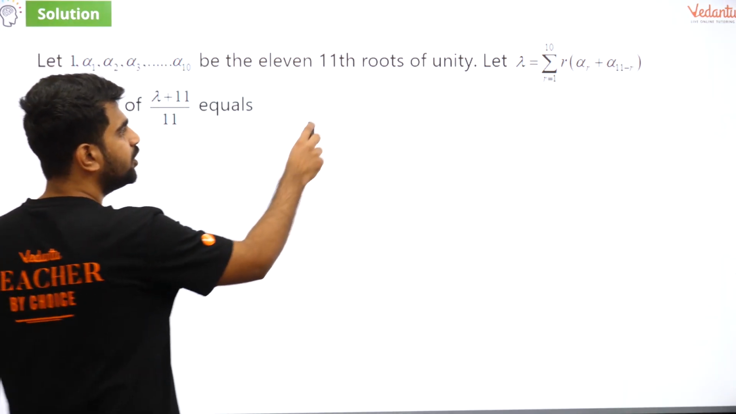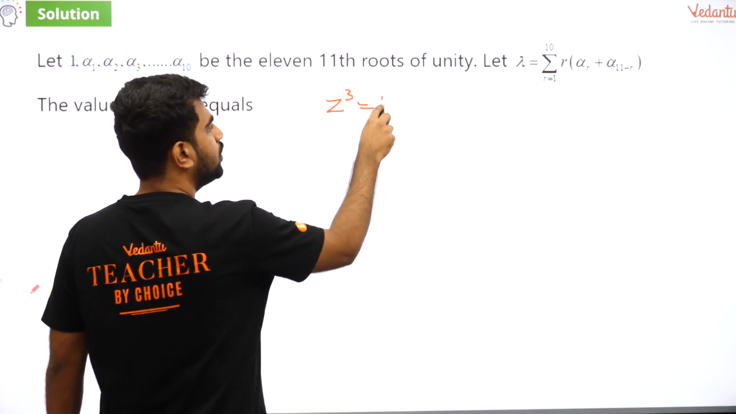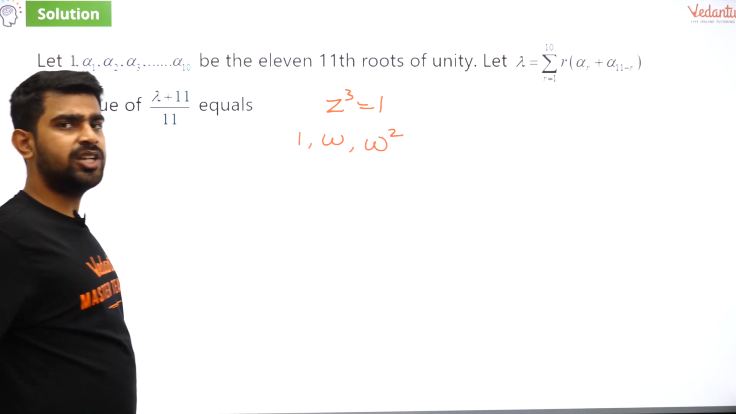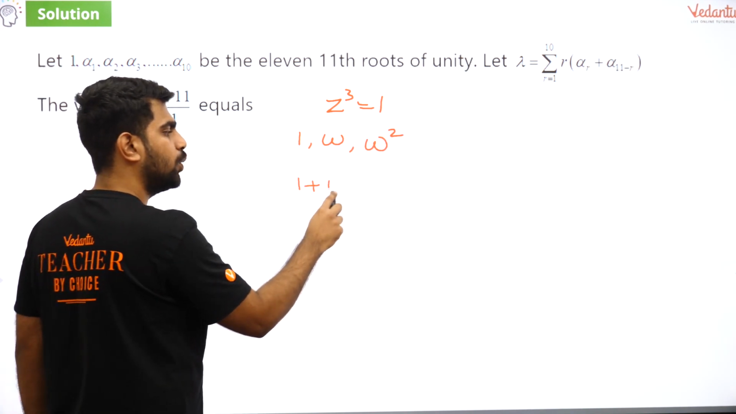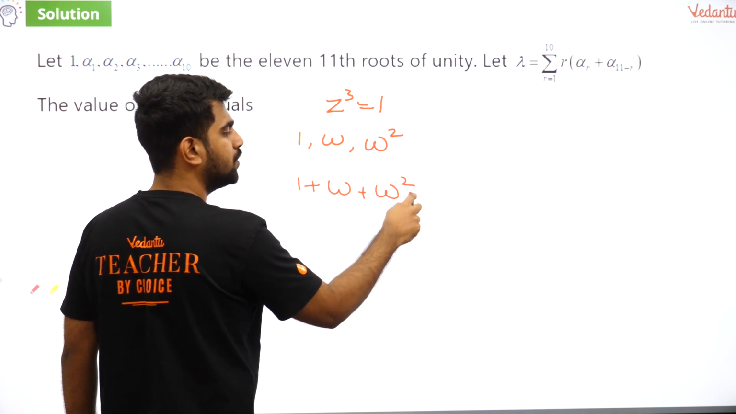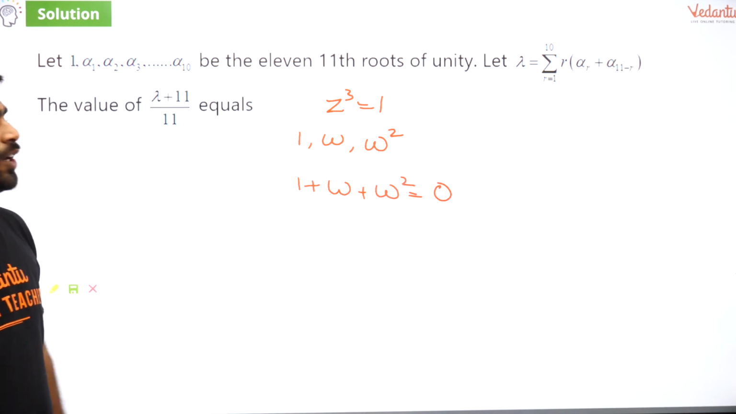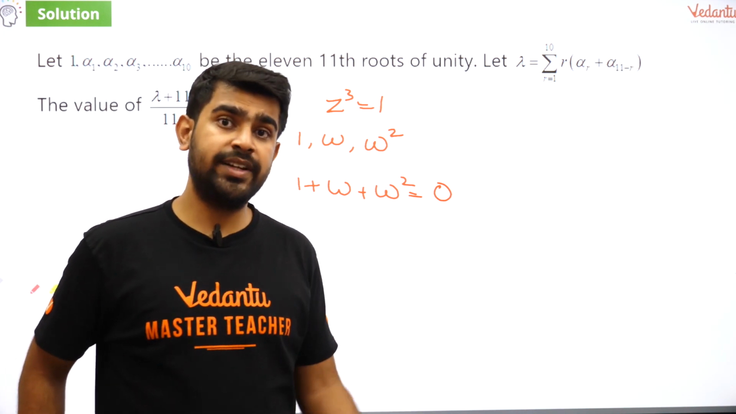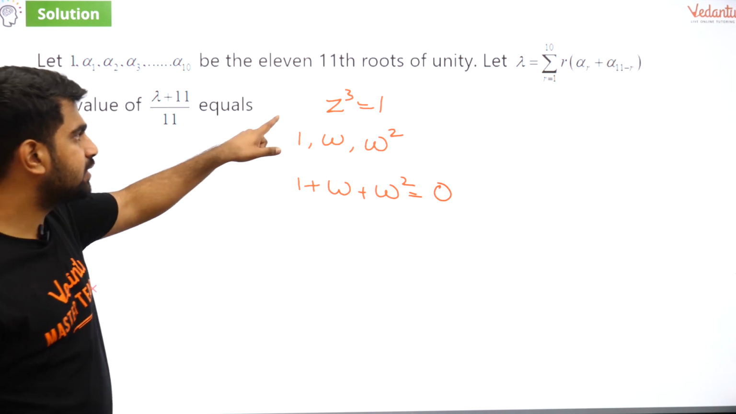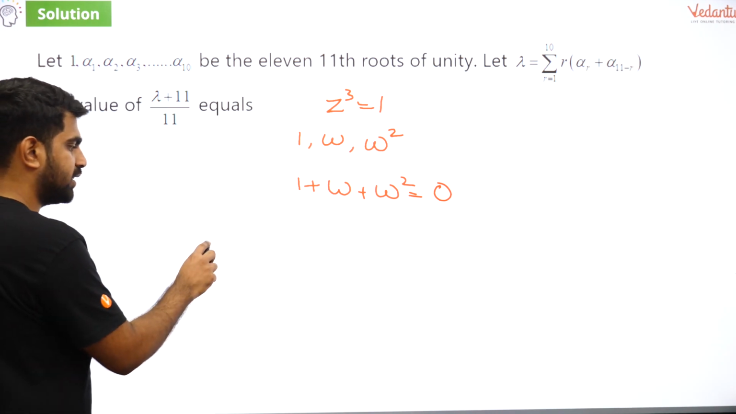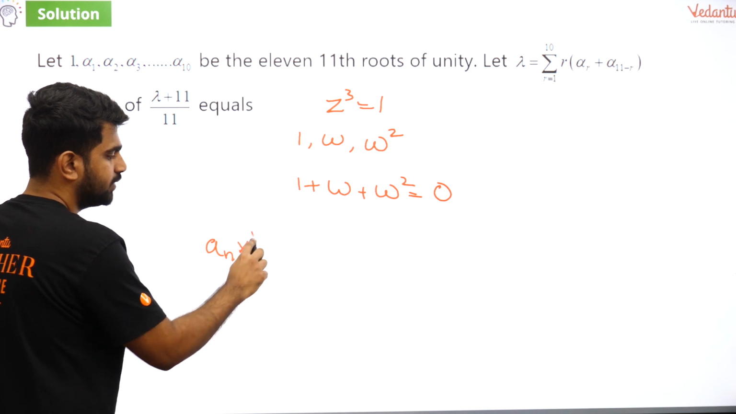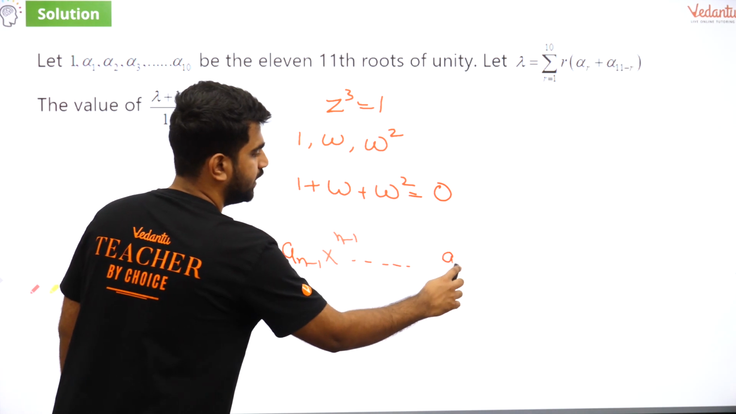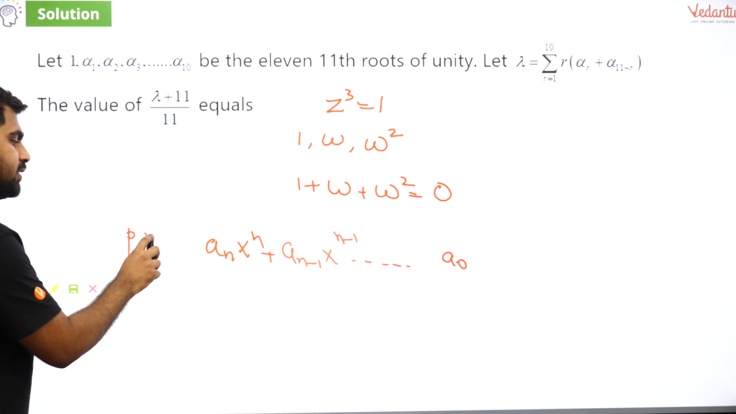Before we get started, let's say z cube equal to 1. The roots are 1, omega and omega square. I'm sure all of you are aware that 1 plus omega plus omega square is equal to 0. Now how does this come, guys? How is the sum of the roots of unity equal to 0? The reason is, if you have any polynomial equation, let's say a_n x to the power n plus a_(n-1) x to the power n minus 1 and so on till a naught. This is my polynomial, let's say p of x.